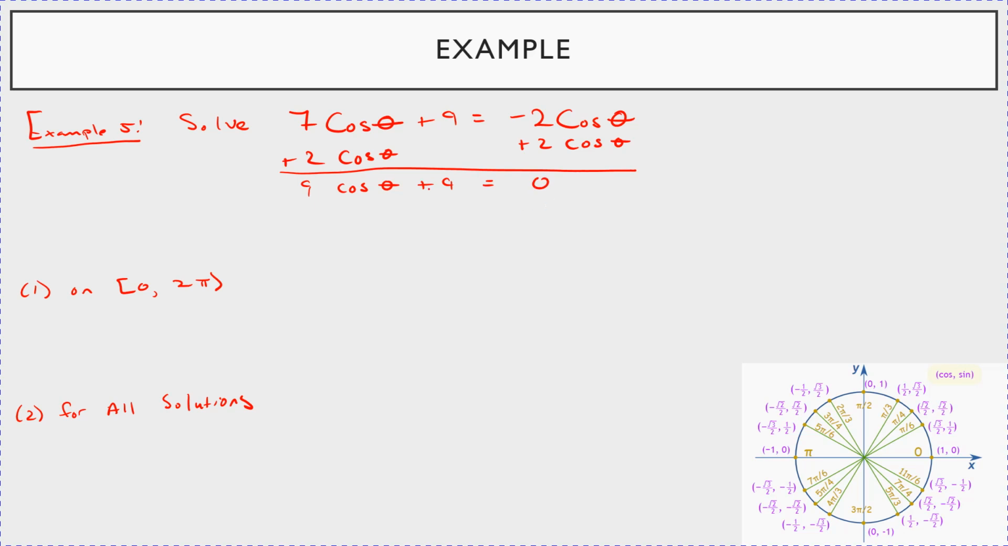So you would subtract 9 over. So you get 9 cosine of theta is equal to minus 9. And then when you divide by 9, you get negative 9 divided by 9. So you're just saying, okay, when does cosine of theta equal negative 1? Only one place, right here. Only at pi. All right? So your only solution here on 0 to 2 pi is x is equal to pi.